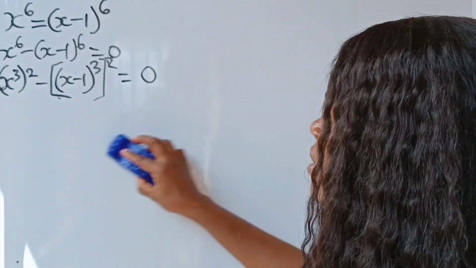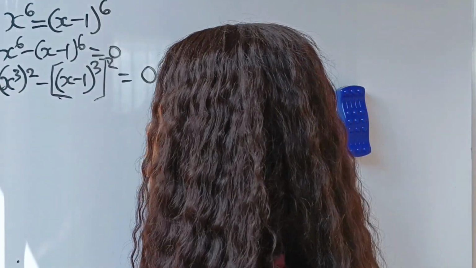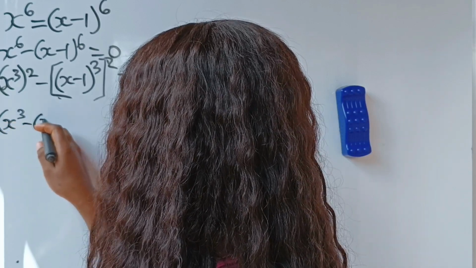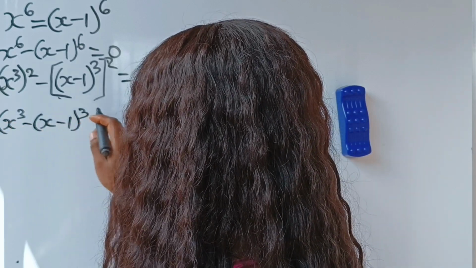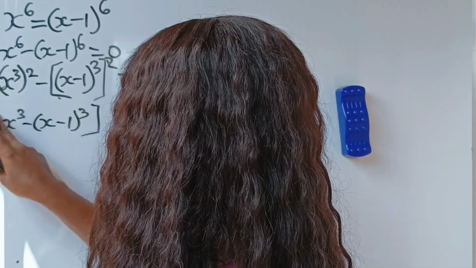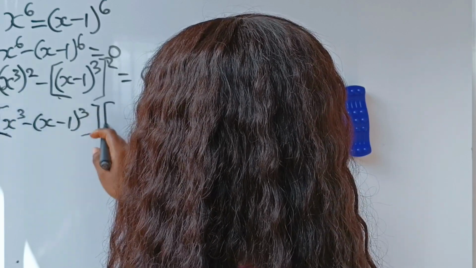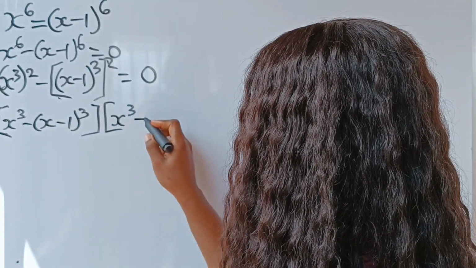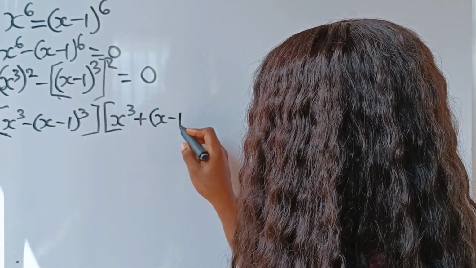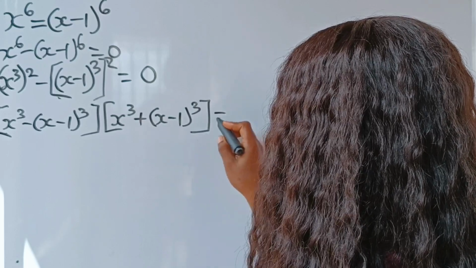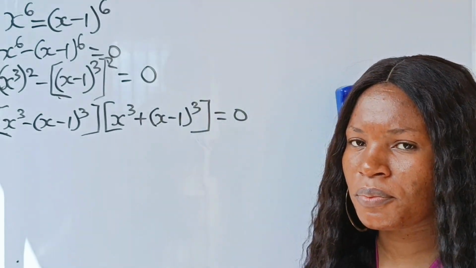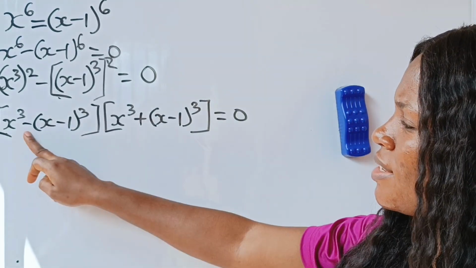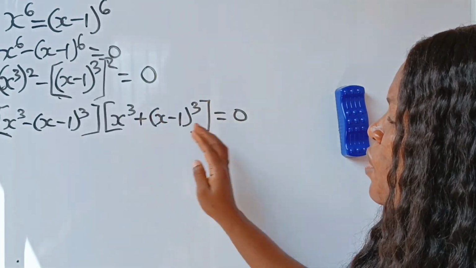So to express it in this form, we are going to have a minus b, that is x to the power of 3 minus (x minus 1) to the power of 3. We are going to have this multiplied by this plus this, so it's going to be x to the power of 3 plus (x minus 1) to the power of 3. Now this is equal to 0. Since we have these two things and they are equal to 0, we can say let this be equal to 0 and let this be equal to 0.